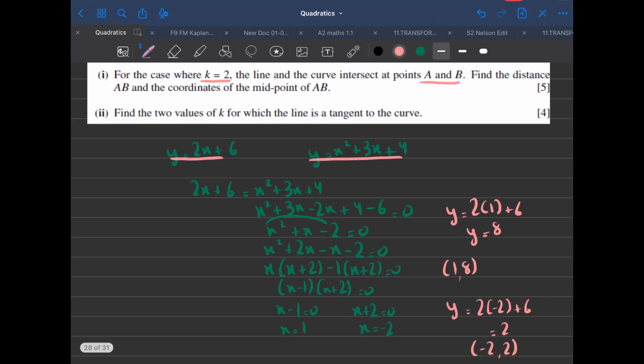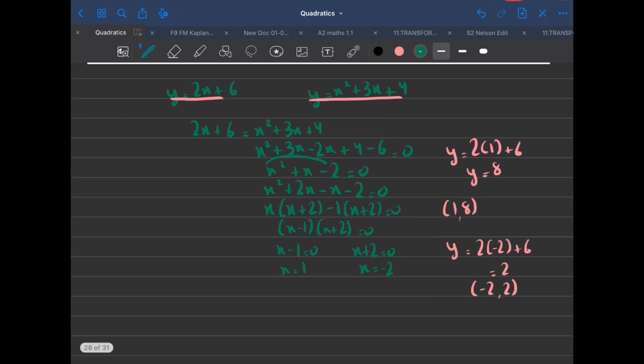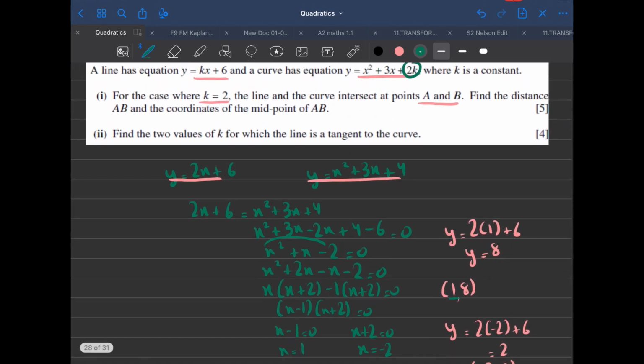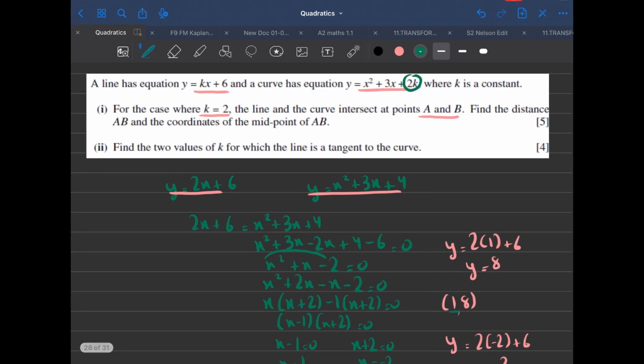Now in the next part you are supposed to find out the midpoint of AB. So we all know the midpoint formula is this: x1 plus x2 upon 2 comma y1 plus y2 upon 2. So x1 here is 1, minus 2 upon 2 comma 8 plus 2 upon 2. Got this? So my answer is minus 1 upon 2 comma 5. Do you get this? Now it says find two values of k for which line is the tangent to the curve.